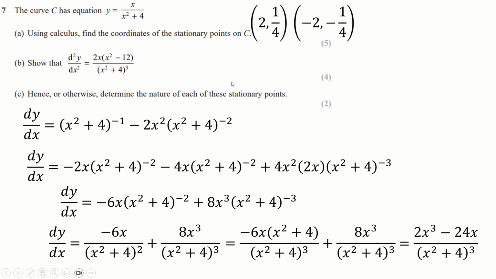I ran out of space, but you do always want to write down exactly the thing you're trying to get to, which I didn't because I couldn't be bothered. I ran out of space. Anyway, hence, otherwise, determine the nature of these stationary points.